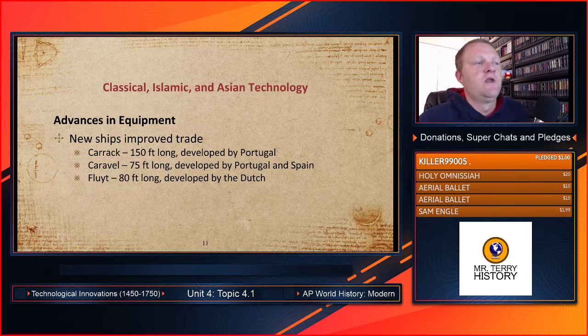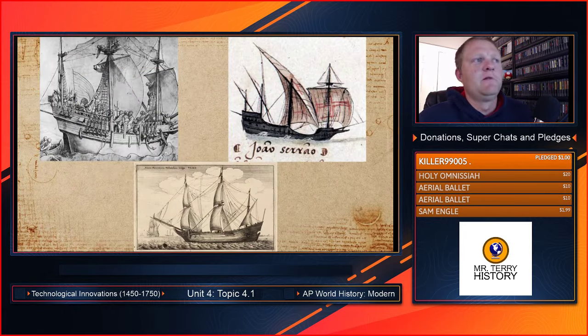And then also there was the Flute, if I pronounce that right. It's Dutch, an 80-foot long boat that the Dutch used as well. So let me show you on the next page. On the top left, you have a Carrack. That's a Carrack. It looks like a classic pirate ship almost, doesn't it?